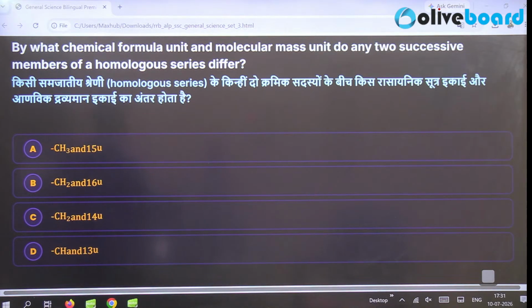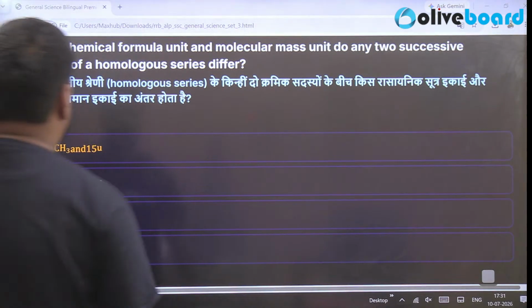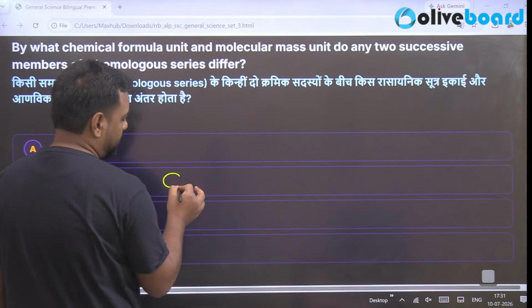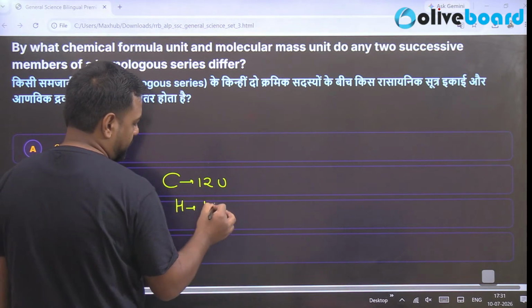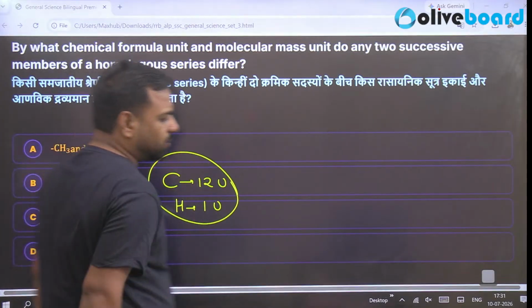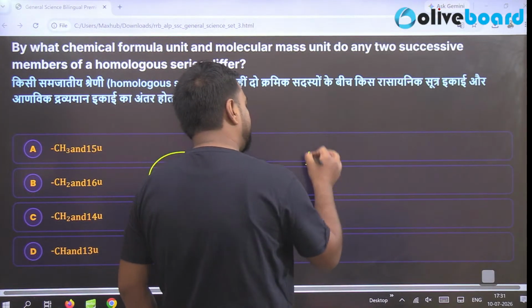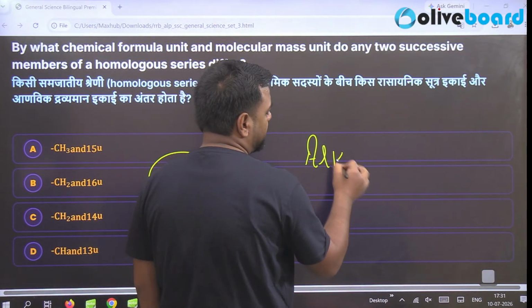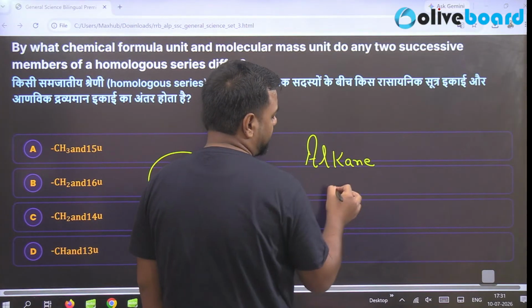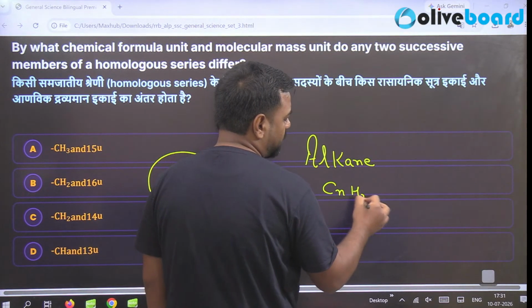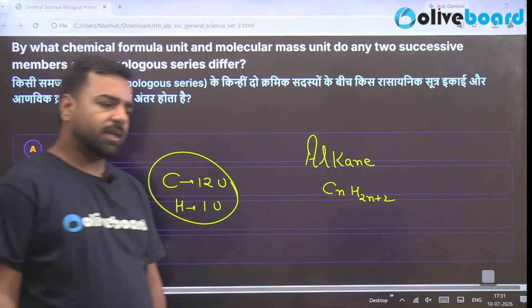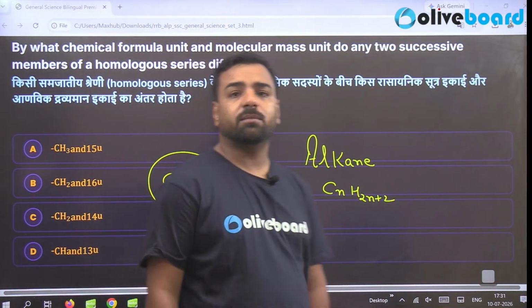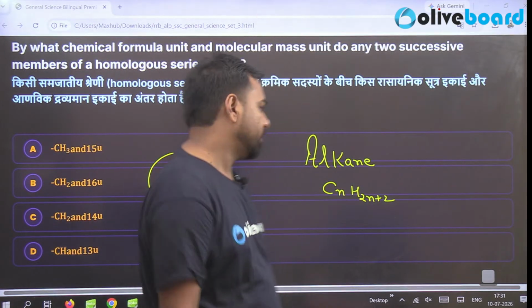No one? Okay. So guys, see, carbon has 12 units. At least you know this. Now guys, if I talk about the hydrocarbons, for the alkanes, what is the general formula? For the alkanes, the general formula is CnH2n+2. For alkene, it is CnH2n, and for alkyne, it is CnH2n-2. These are the general formulas, right?